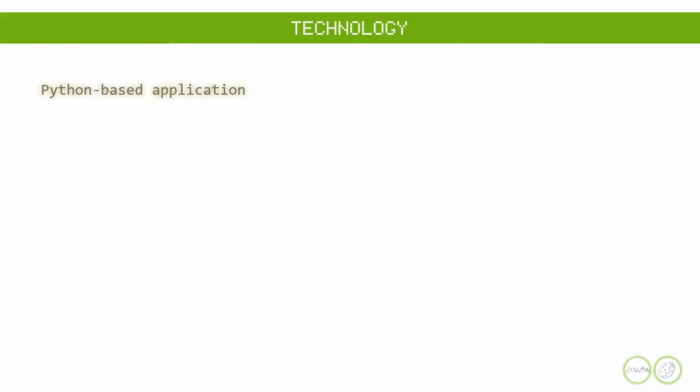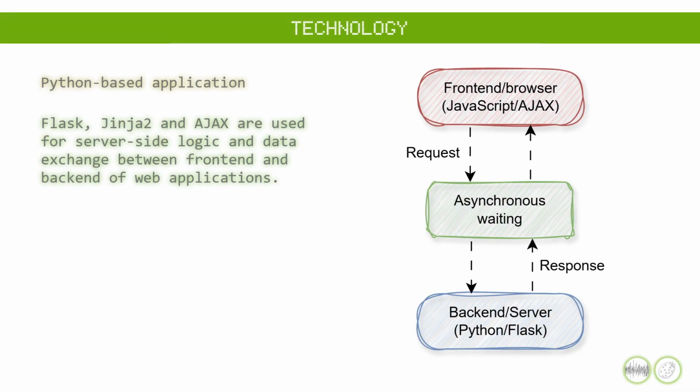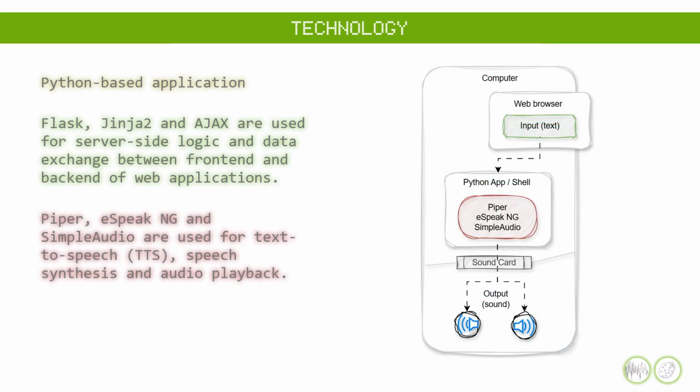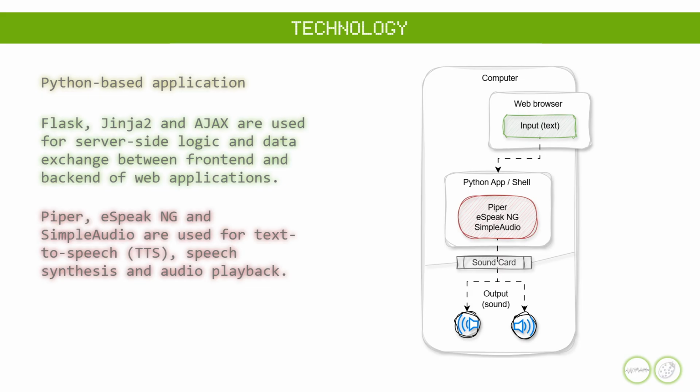This is a Python-based application that uses Flask for the server-side logic and data exchange between the back-end and front-end. Flask is extremely useful for the maximum control of the front-end and for requesting data without having to refresh the browser or restart the Python app. Piper is a text-to-speech engine used together with eSpeakNG to convert text-to-speech ready for playback. Simple audio is used for the actual playback of sound.